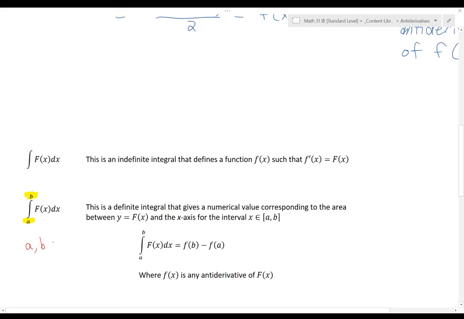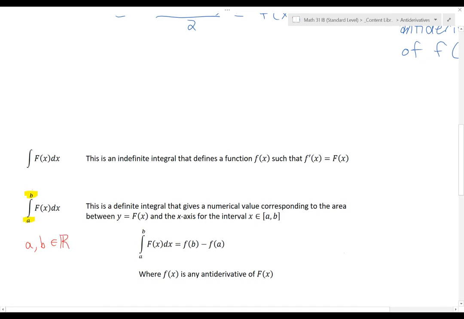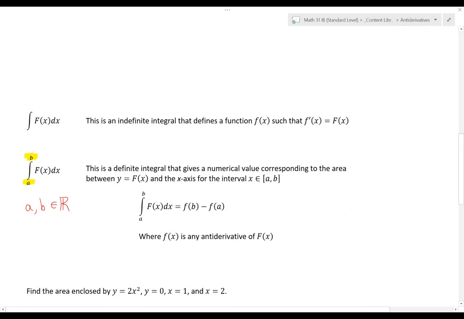So if I look at this definite integral where I put upper and lower bounds here, these values of a and b are real numbers. And this then gives me a definite integral which corresponds to a numerical value of the area under that curve, so between the curve and the x-axis, for a particular interval from a to b. Now, we'll get into the details of what happens if that area isn't continuous, or what happens if the function is below the x-axis, and so the area is underneath the x-axis instead of above it. We'll get into all those details a little later.